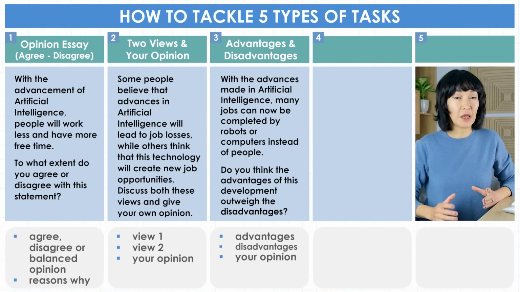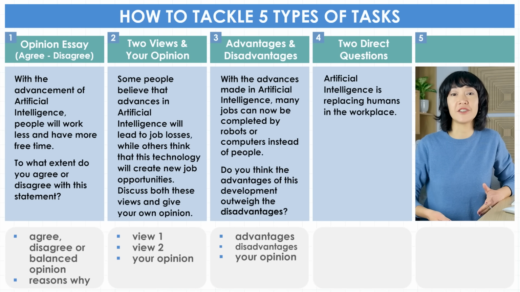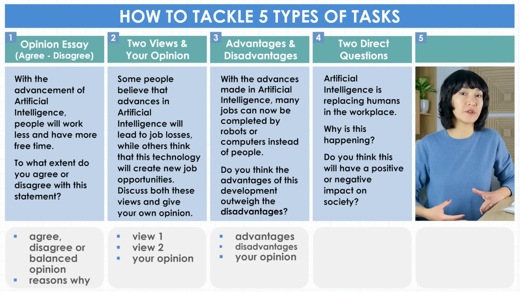The last 2 types are different. Type 4 is 2 direct questions. Artificial intelligence is replacing humans in the workplace. Why is this happening? Do you think this will have a positive or negative impact on society? A statement followed by 2 questions.